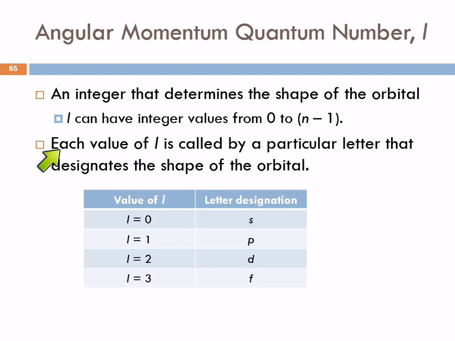The value of L is given a letter designation, and this relates to the shape of the orbital, because this angular momentum quantum number determines the shape. So L equals 0 is given the designation S, 1 is P, 2 is D, 3 is F. Now, does anybody wonder where they got S, P, D, and F, and why isn't it A, B, C, D?